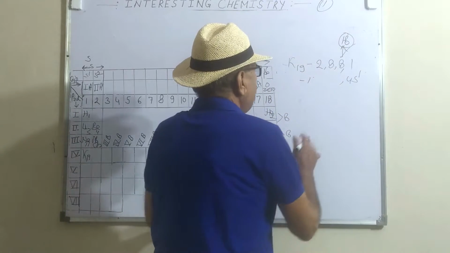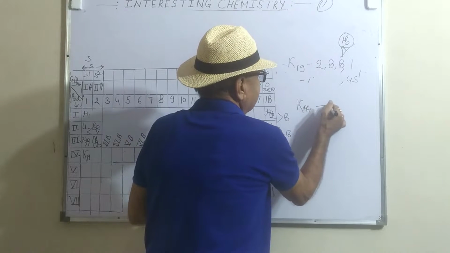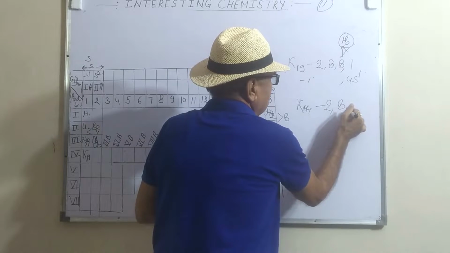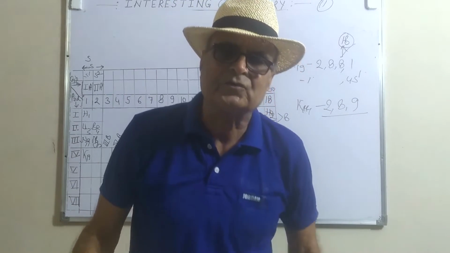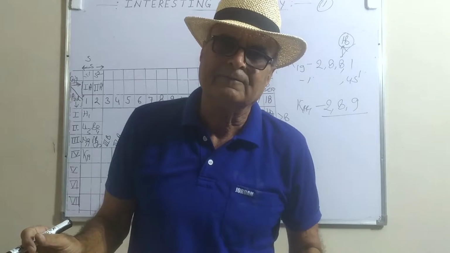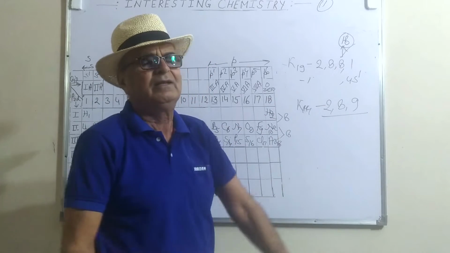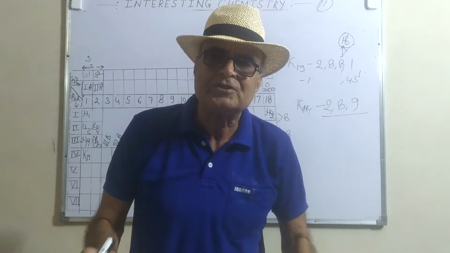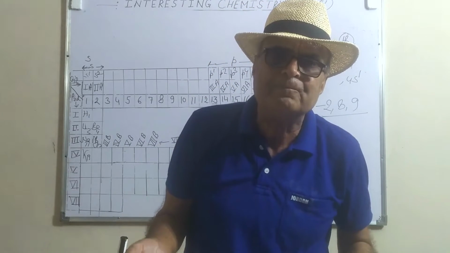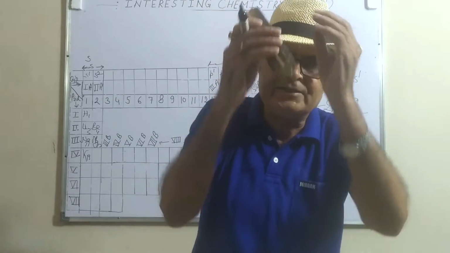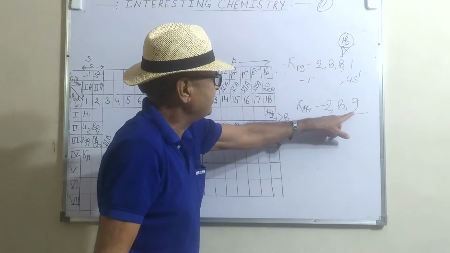So a student asked me, please think about it: why is the 19th electron not occupied by the third shell? The total capacity for the third shell is 18, so the 19th electron should be occupied by the third shell. So here it is 9.